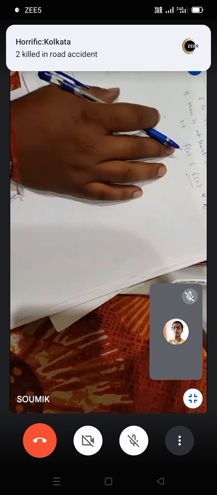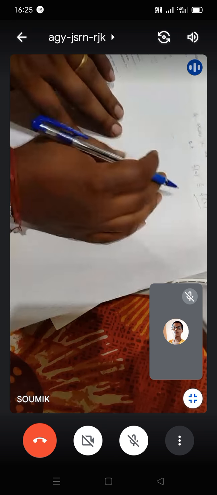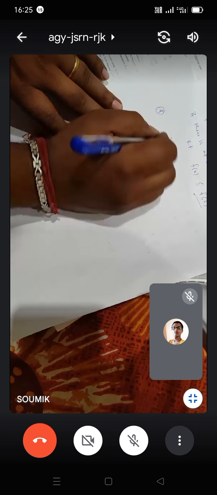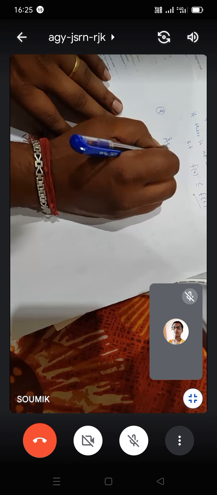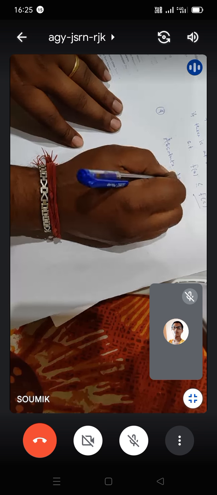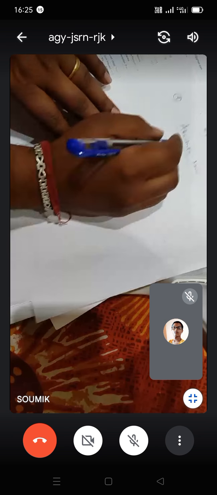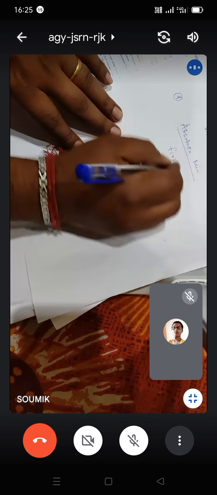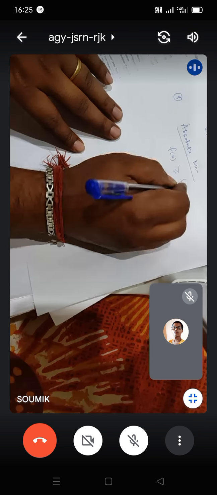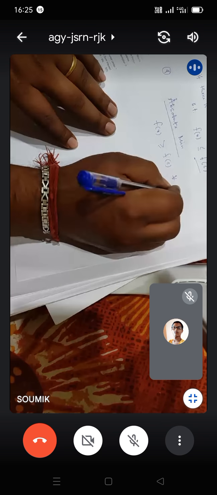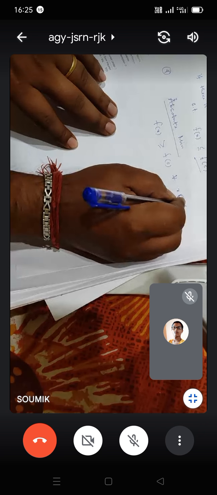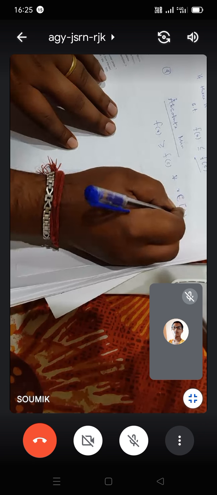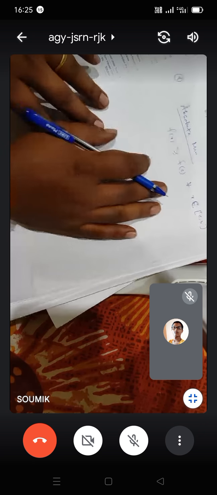Okay, so similarly for absolute minimum, f(x) is greater than or equal to f(c) for all x belongs to AB.